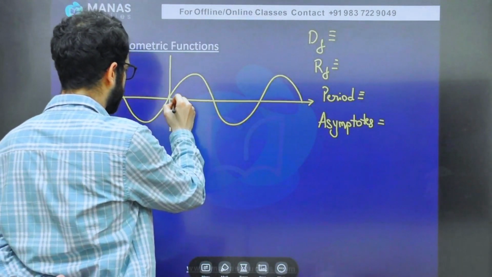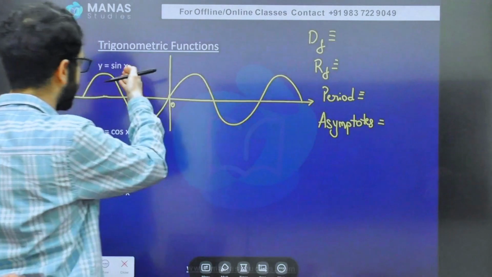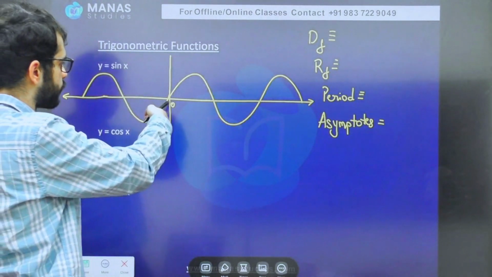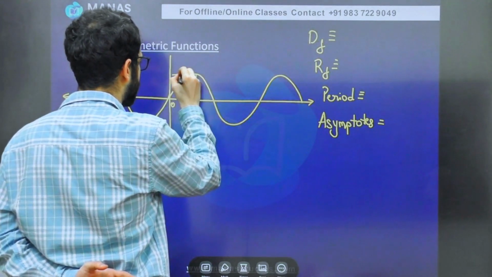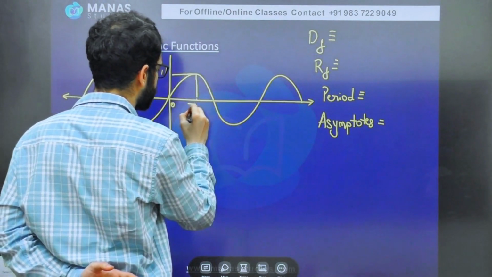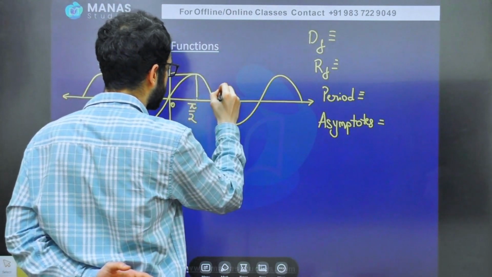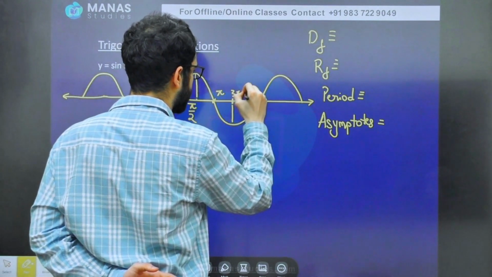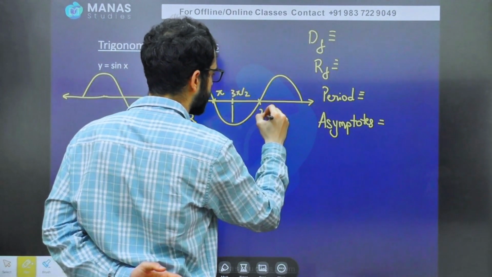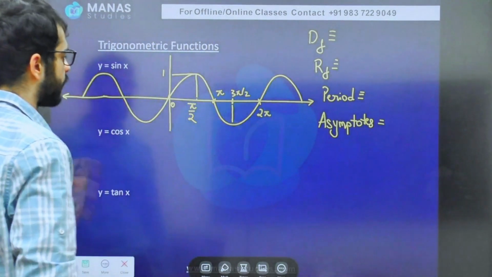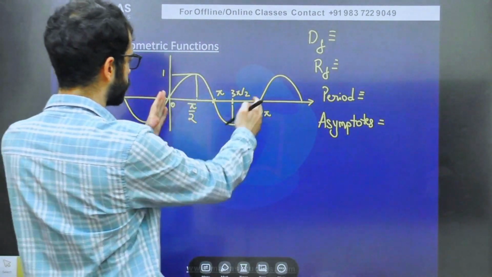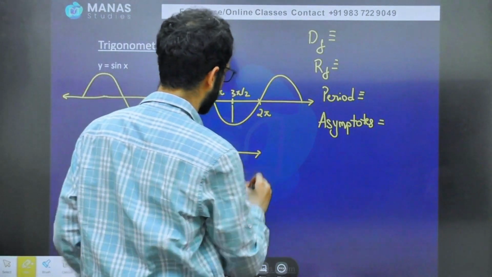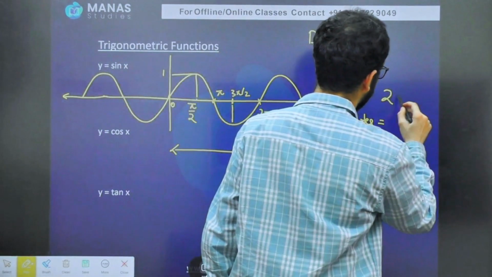This is 0, and if I input 0 in place of x, then the value of y is also 0. And when will the value of y be 1? When the input is pi by 2. And when will the value be 0? When the input is pi. Similarly, this point would be 3 pi by 2 and this will be 2 pi. As can be seen, the graph repeats itself after an interval of 2 pi. This we covered in the previous part. So the period is 2 pi.